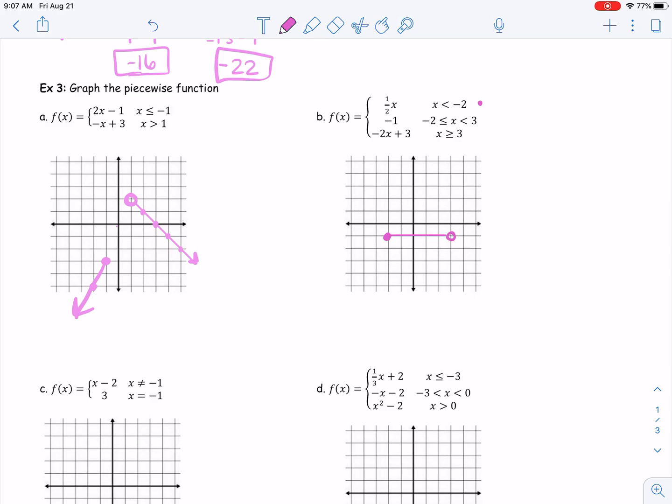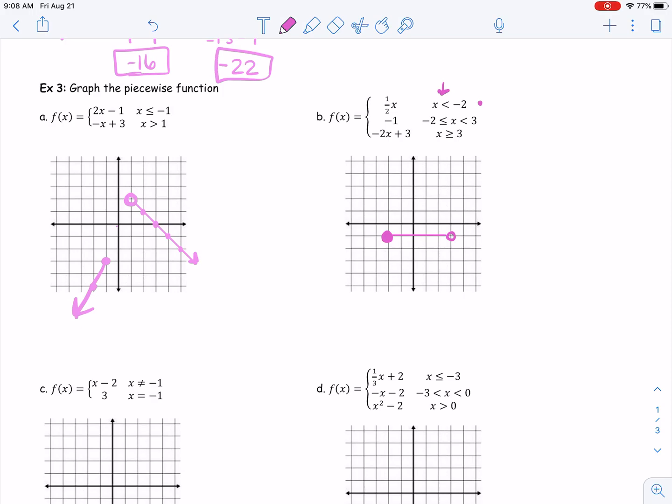Which is just 1/2 x on the domain of x is less than -2. So I can start at -2 for my x value, but wherever that y value is, I need to make sure that I'm using an open dot because it's not included. So if I plug in -2, what's 1/2 times -2? It's -1. So if I go to plot -2, -1, I'm putting an open dot there, but guess what? There's already a solid dot there.